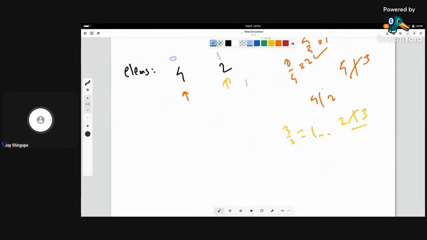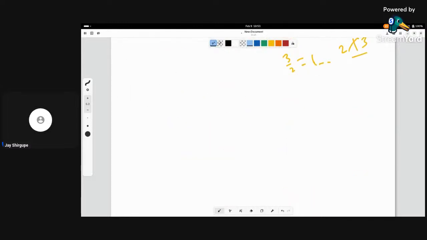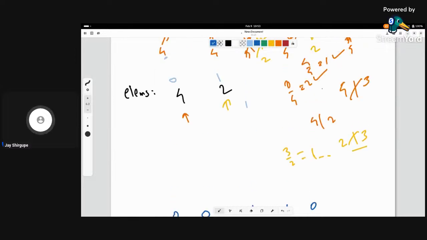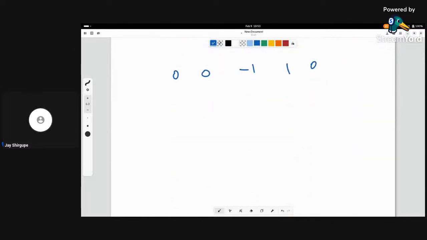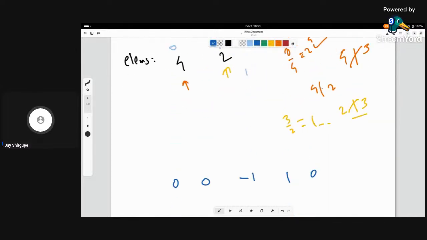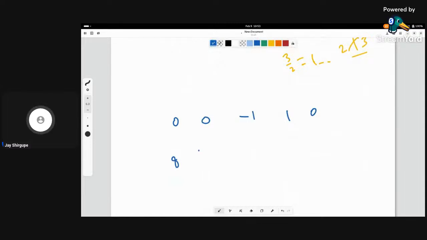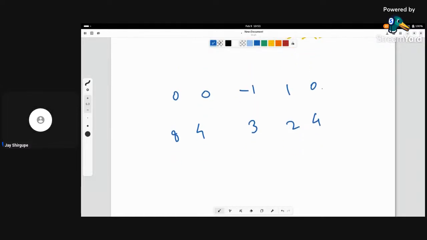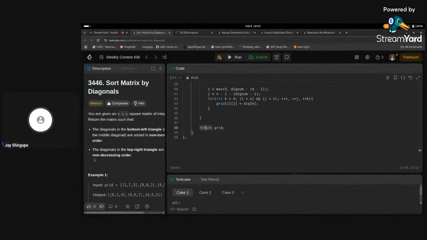And your final answer would look like 0, 0, -1, 1, and 0. Basically, this says that 8 was assigned an index of 0, 4 was assigned an index of 0, 3 wasn't assigned anything, 2 was assigned index 1, and finally 4 was assigned index 0. That would be your answer in the first test case.